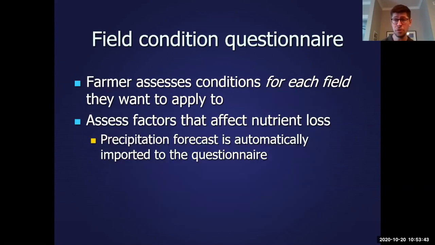Ideally, the farmer's doing this for each field, or if they're looking at a group of fields that all have similar conditions, they can do them all at once. But the questionnaire that's shown to the grower is really designed to try and assess factors that affect nutrient loss. And we pull from the mapping portion the precipitation forecast into the questionnaire. So that step is already done for the grower.